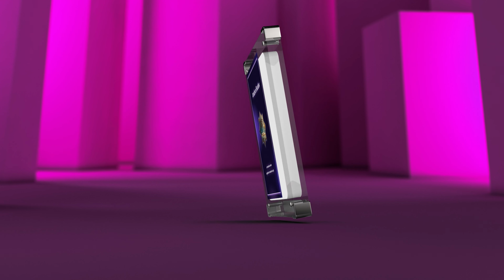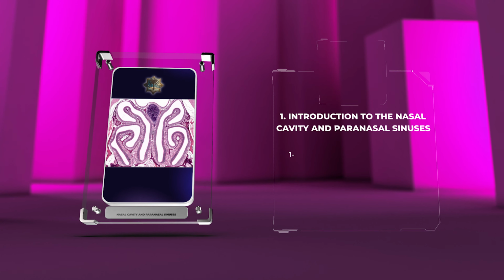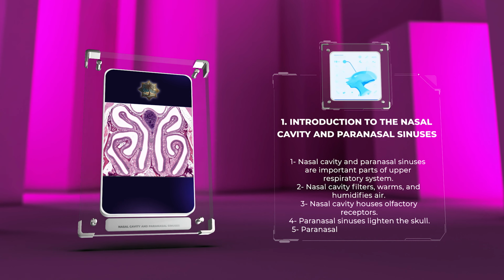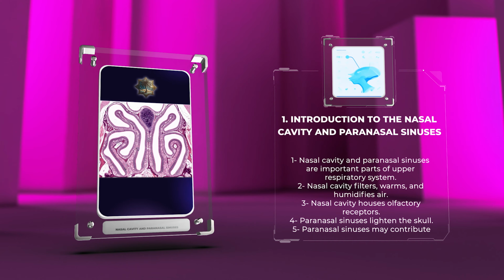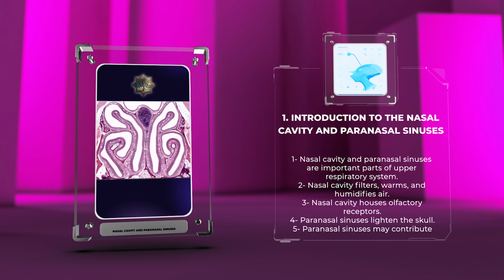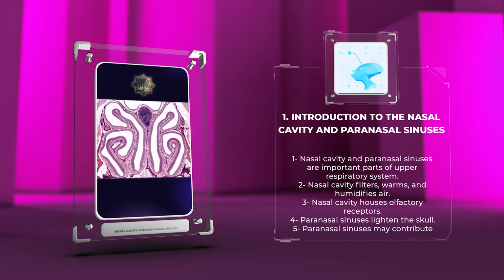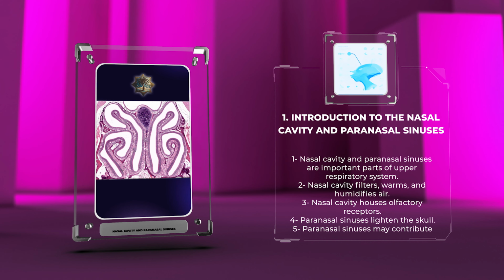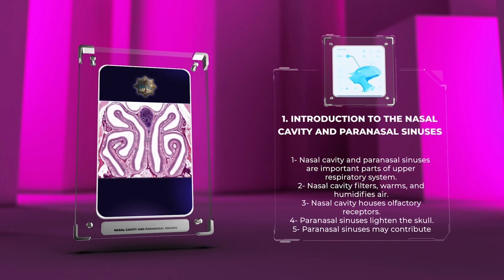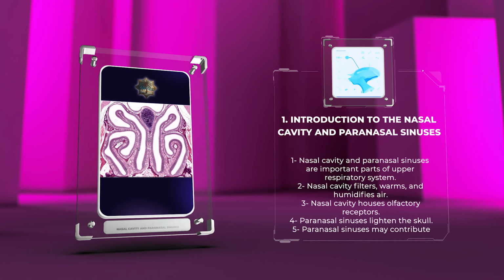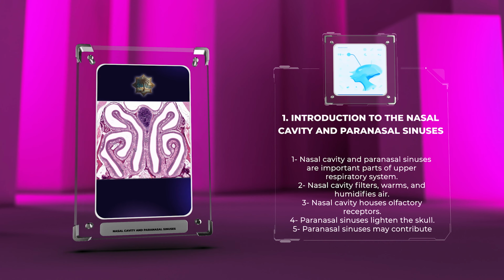The nasal cavity and paranasal sinuses are important parts of the upper respiratory system. The nasal cavity is divided by the nasal septum and filters, warms, and humidifies air while housing olfactory receptors. The paranasal sinuses surround the nasal cavity, lighten the skull, and may contribute to voice resonance and brain protection. Now, let's examine their structures in more detail.